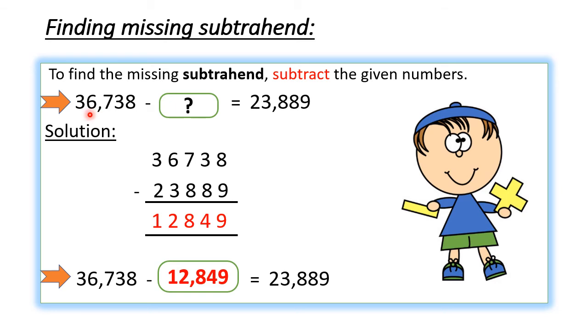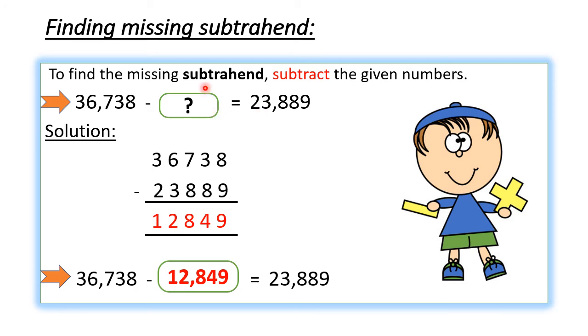In this example, the first number, as you know, is called the minuend. So the minuend is given to us. Then the minus sign, and this is the missing number. And you know, the second number is the subtrahend. So in this example, the subtrahend is missing. And this is the answer, and you know the answer is called the difference. So in this example, the minuend is given, the subtrahend is missing, and the difference is given. And what we have to do, we have to find this missing subtrahend.